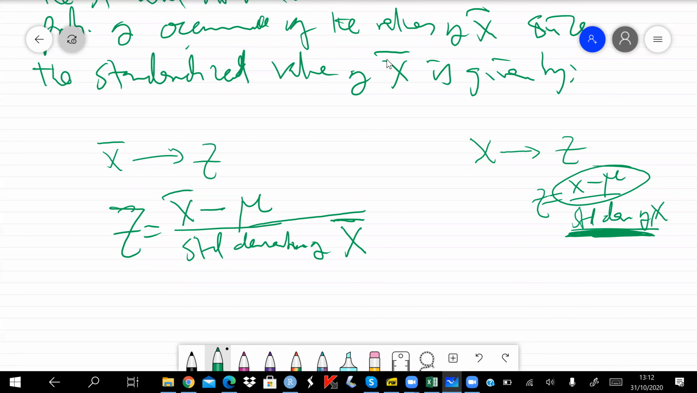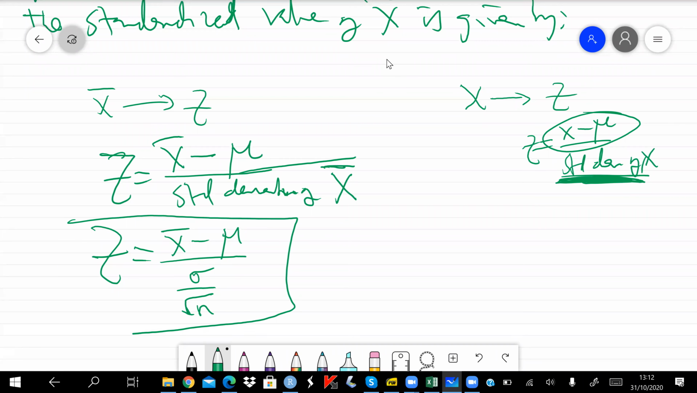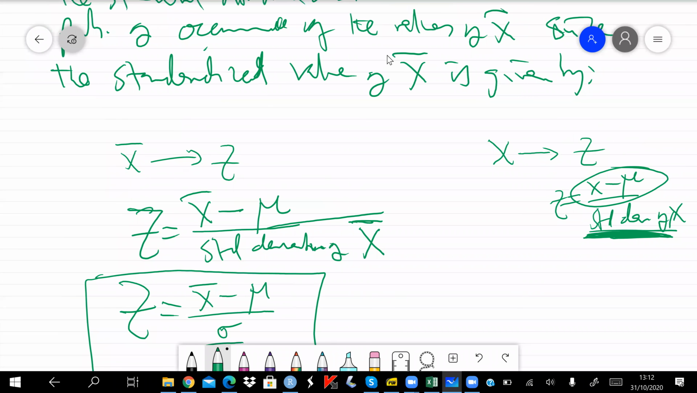The standard deviation of x bar is what we technically call the standard error of the mean. So this is the same as x bar minus mu divided by sigma over root n. That's how you obtain the standardized value of x bar. Using the standard normal tables, you can obtain the probability of occurrence of different intervals within which x bar can be found, not x. Okay, Winnie, what's your question?